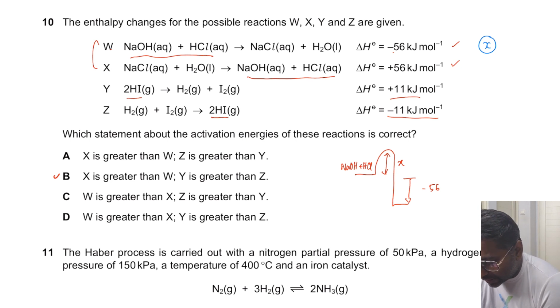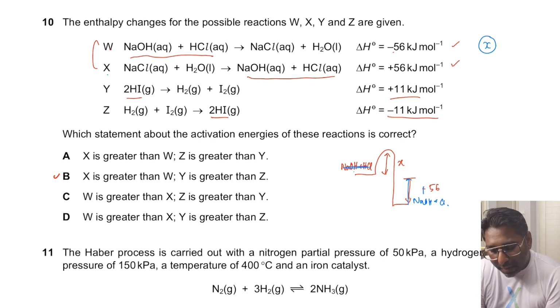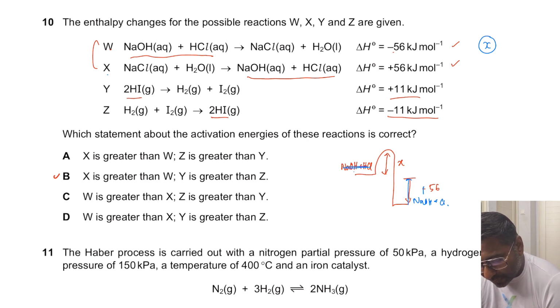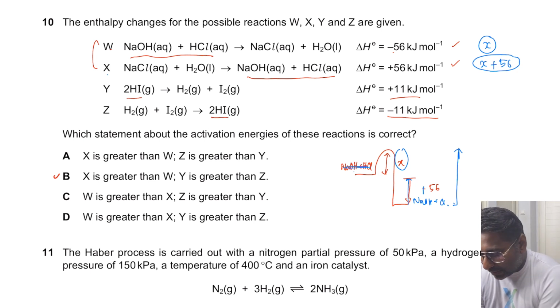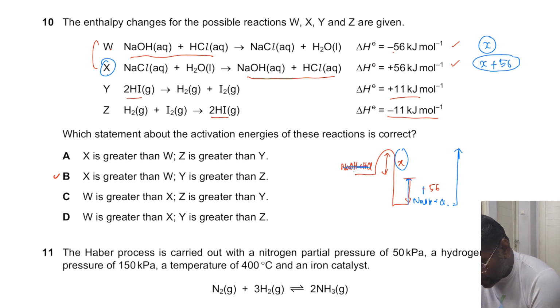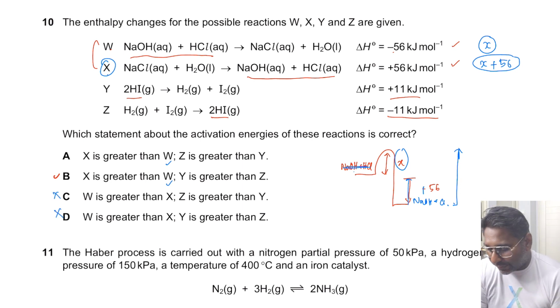But how about the activation energy for reaction X? The activation energy is the other way around. Instead of sodium hydroxide over here, I put the sodium hydroxide over here, and then HCl. So it's going to be gaining, from here to here, so plus 56. For the reverse reaction, the activation energy should be from the reactant, from here all the way to the top. That's going to be X plus 56. So we can clearly see that the activation energy of X is greater than W. So these two statements are wrong. We are going to reject that.